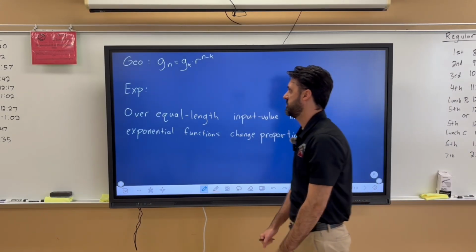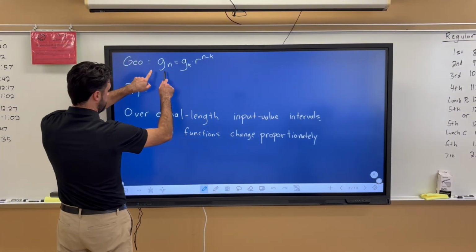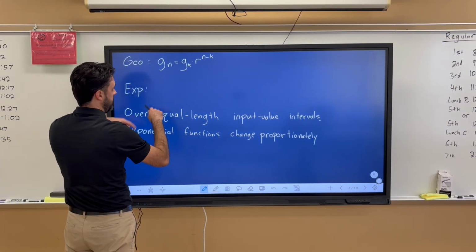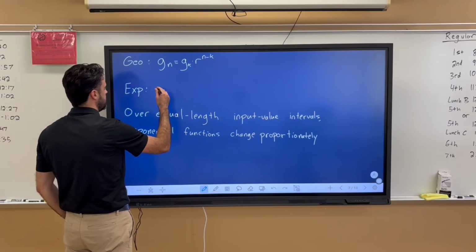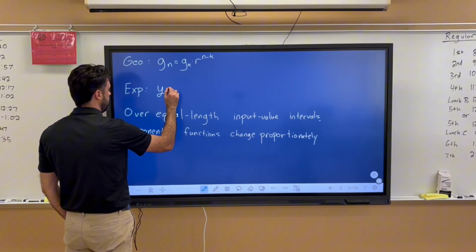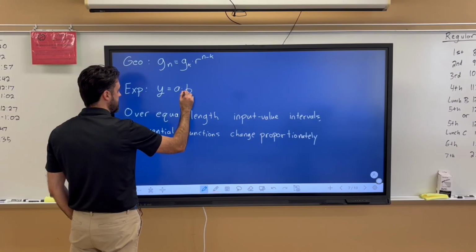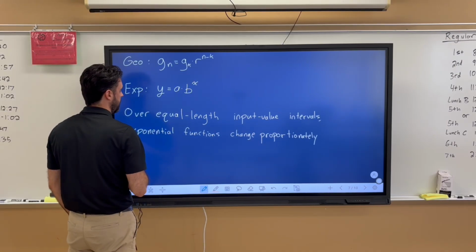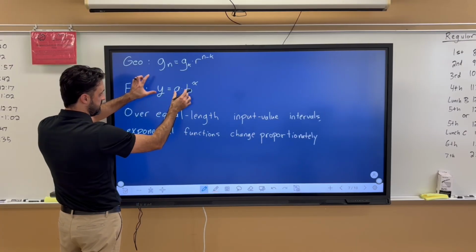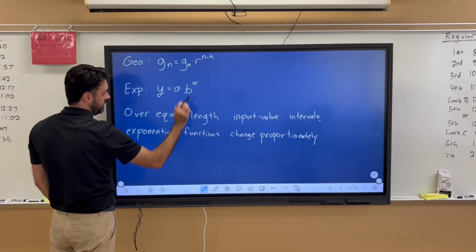All right, let's talk about geometric functions. So geometric functions are set up very similar to exponential functions. And so you would have learned in Algebra 2 that exponential functions can be written as y equals a multiplied by b to the x. All right, and so again, you can see these formulas are very similar. What's not there is the minus k.